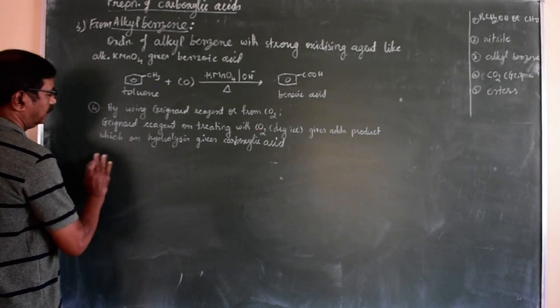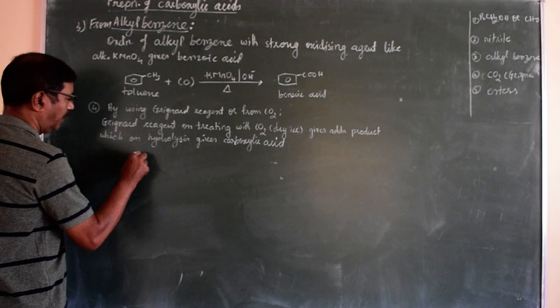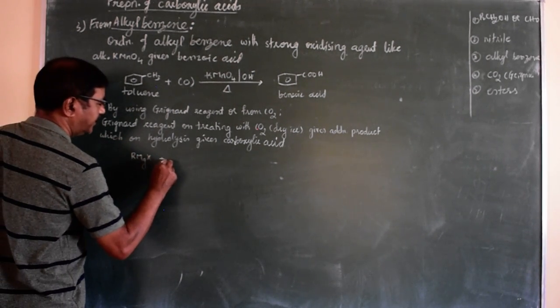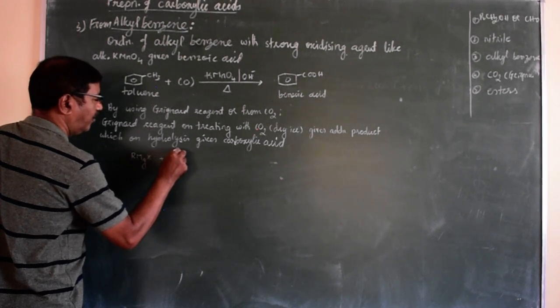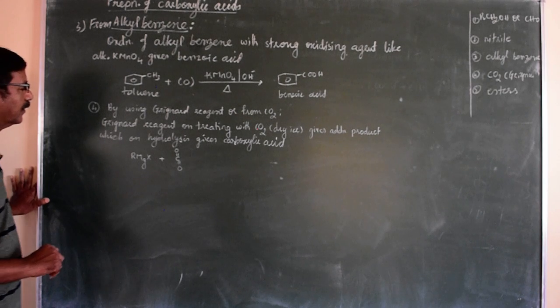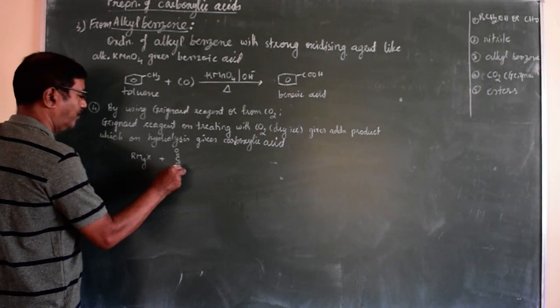So here I am writing the general formula. We know Grignard reagent RMgX plus carbon dioxide, O=C=O. In this form I am writing. As we know, oxygen is electronegative, so the electron pair moves towards that side.